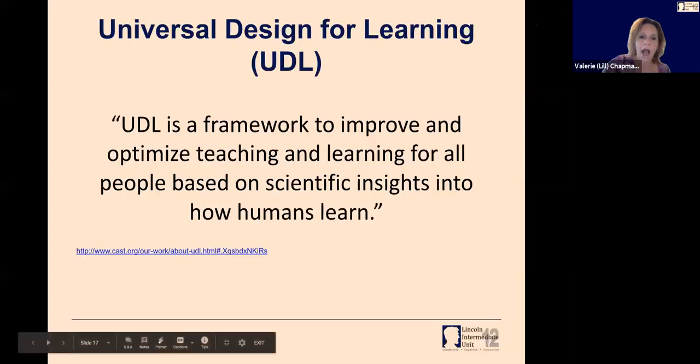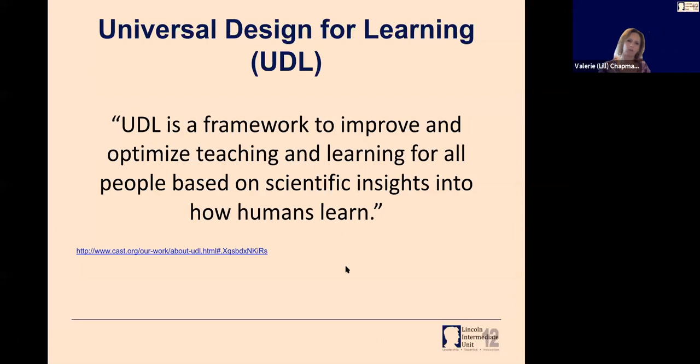Okay. I'm going to show you some definitions of what UDL is, and I do have the sources there. CAST.org is going to be your go-to site. I have them hyperlinked here, and I can certainly put that in the chat. It's a great resource for universal design for learning. So this is their definition: it's a framework for improving teaching and learning for all people. Again, it's not just your special ed kids or your ELL kids, it's for all of your learners. And the big thing is it's based on science, research, and how all humans learn, not just kids, because UDL also applies to adults.